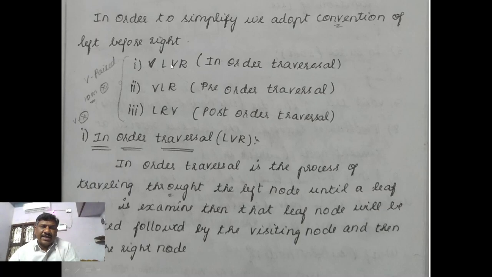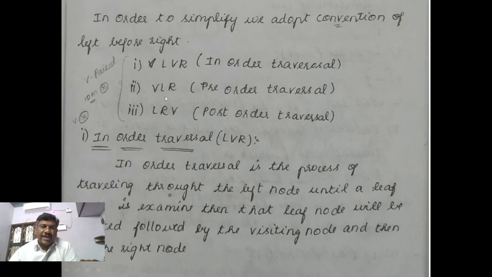In this case, the visited node comes first. So it is preponed. The visited node comes at the first, hence it is a pre-order traversal. If I travel this way, this is called a pre-order traversal.